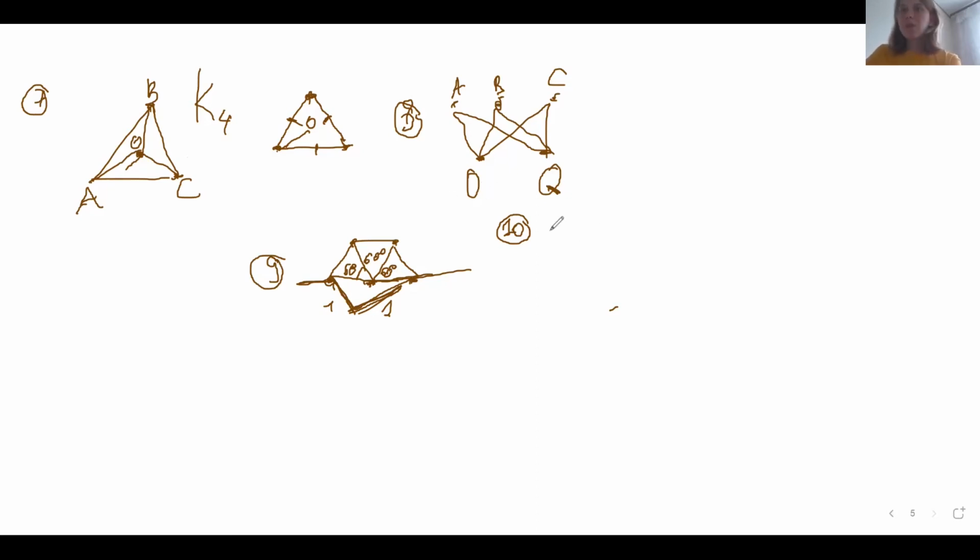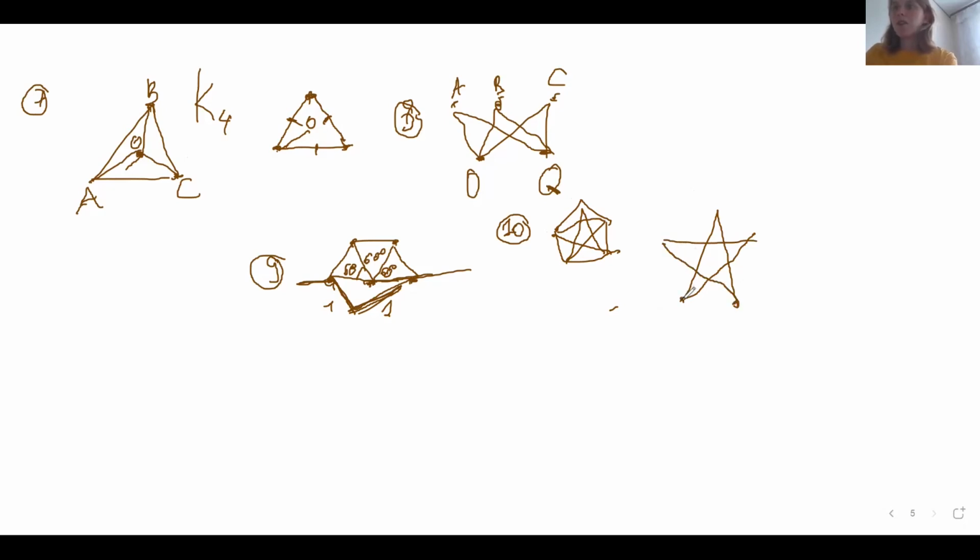And now there is a fact that K5, the complete graph on 5 vertices, is not planar. However, we can draw a similar graph and make it distance. How can we do it? Let us imagine that the star in the center of the K5, all its sides have length 1.